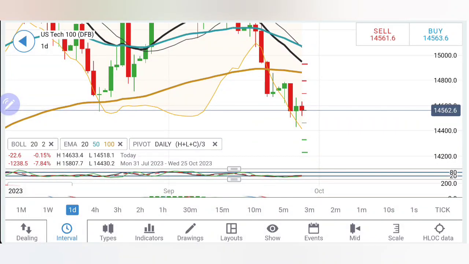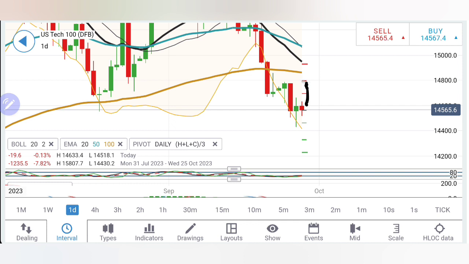Nasdaq 100 yesterday has shown a very good pullback after dropping towards 15,430 levels, suggesting that yes, 15,400 is still going to be a good support, and it has seen a good recovery from there. Now today again it is trying to consolidate a bit and it has traded range bound so far for the day. Now what to expect today from Tech 100?